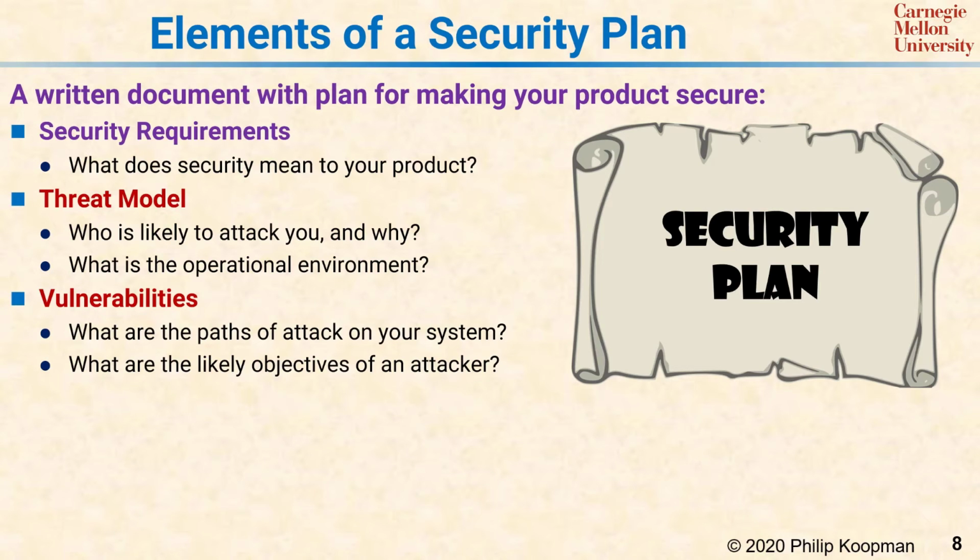Vulnerabilities are the likely paths of attack to your system. These will include the types of ways an attacker can gain access, whether by network or by physical access. Vulnerabilities will also cover the likely objectives of an attacker in terms of their attack strategy and what system behaviors they may wish to elicit.